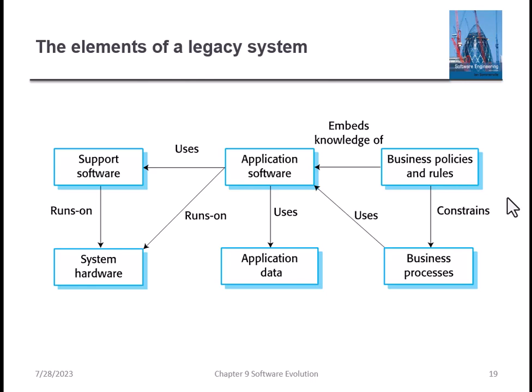So this means that based on the business process, we must use or operate the application software after the implementation, and that application software uses application data, and this application data is for the business process. This supports the business process, or we can say this application data comes from the business process. So this is the block diagram of a legacy system.